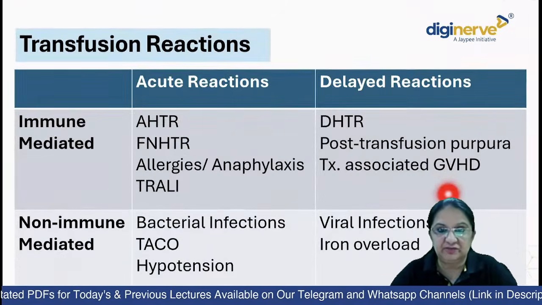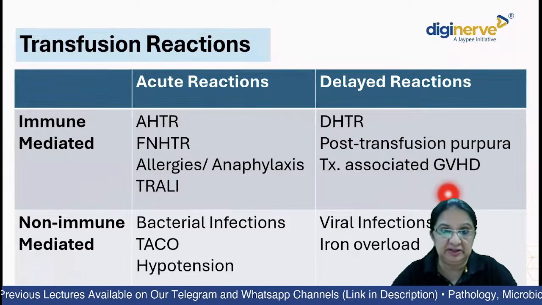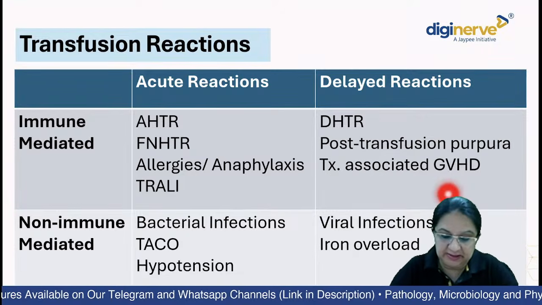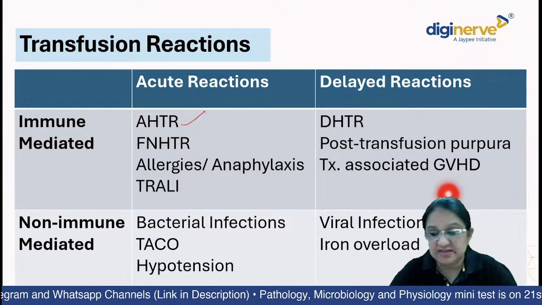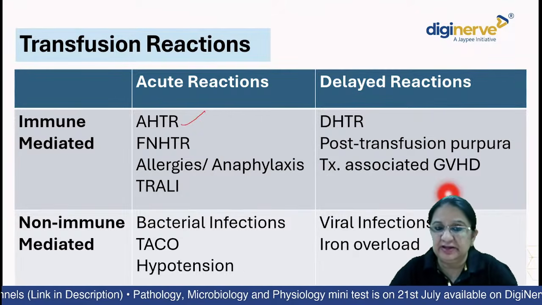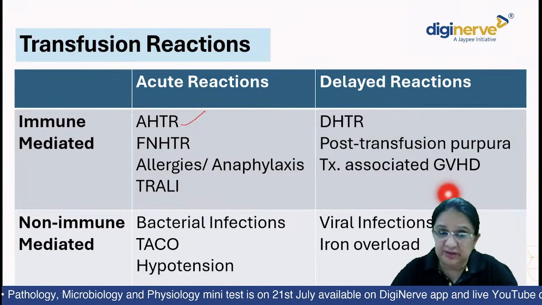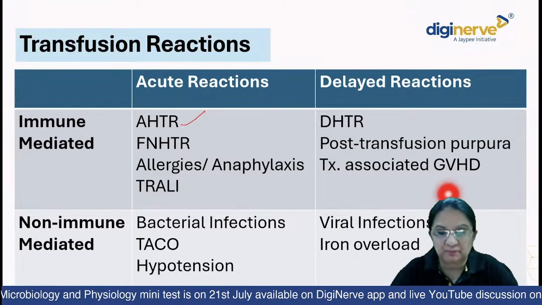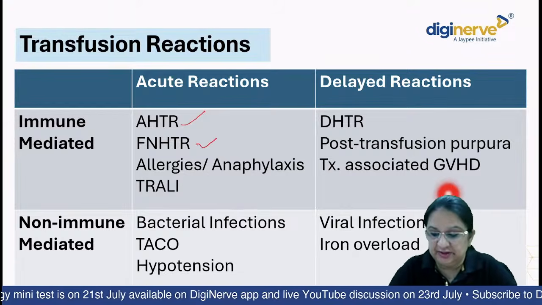Transfusion reaction, you can divide it into acute and delayed, immune mediated, non-immune mediated. In the immune mediated acute reaction, first is acute hemolytic transfusion reaction. Basically, this is due to ABO incompatibility, basically human error at the blood banking, or could be due to an expired blood product also. Acute hemolytic transfusion reaction, then febrile non-hemolytic transfusion reaction.